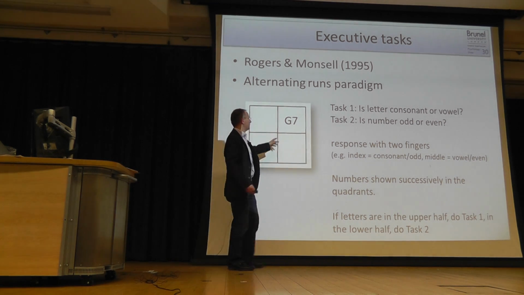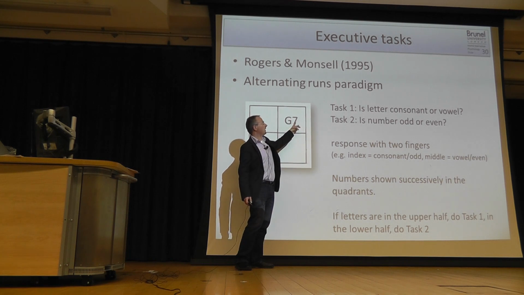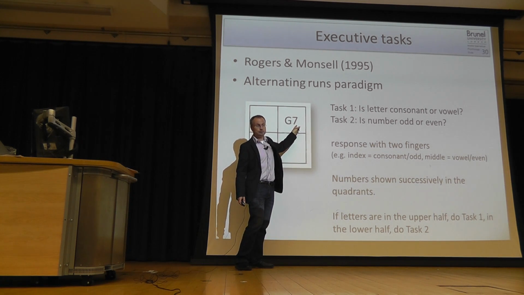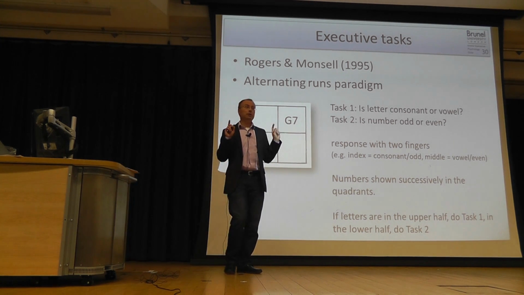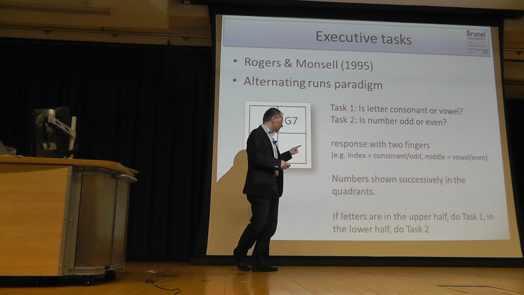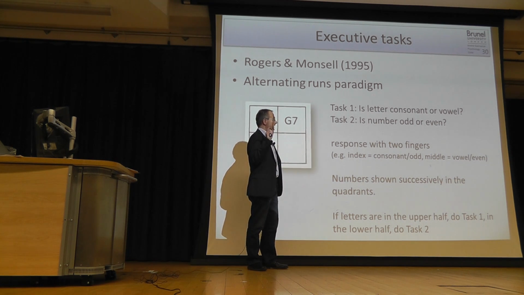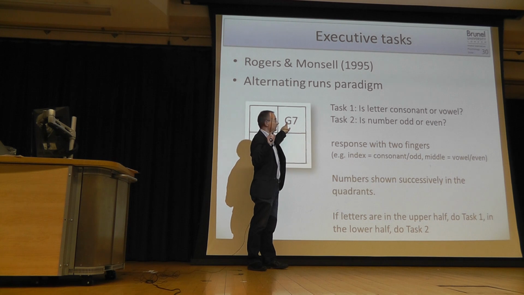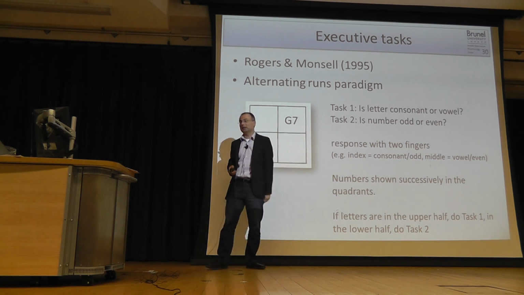One task is: is the letter a consonant or a vowel? And the second task is: is the number odd or even? They had to respond with two fingers only, with a double mapping. So for instance, the index finger of one hand means consonant if you do that task, or odd number if you do the other task, and your middle finger means the respective other answer.